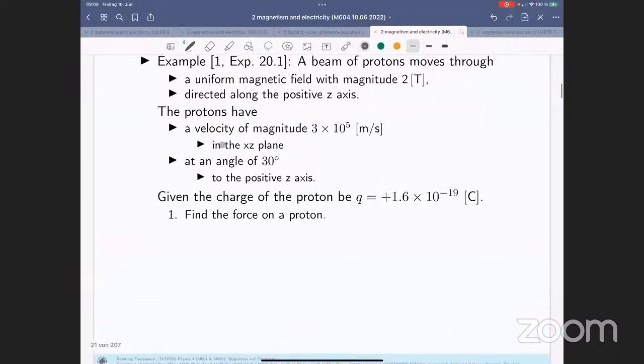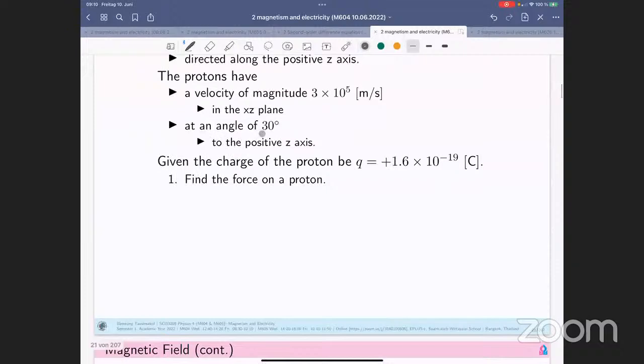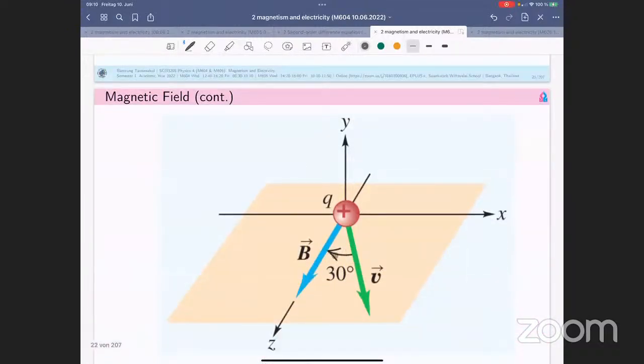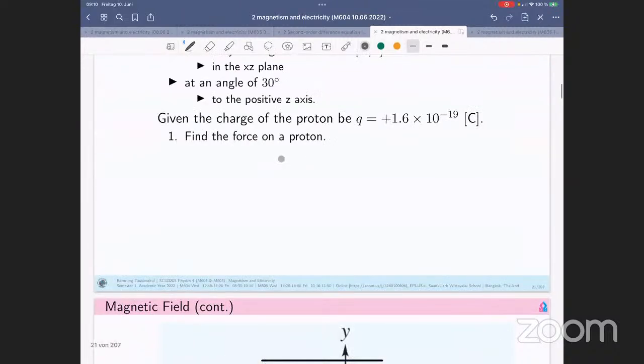And next detail, the proton has a velocity of magnitude 3 times 10 to the 5, which is 300,000 meters per second, in the xz plane. I already introduced you to the xz plane. At an angle of 30 degrees with respect to the positive z-axis. Okay, 30 degrees from the positive z-axis.